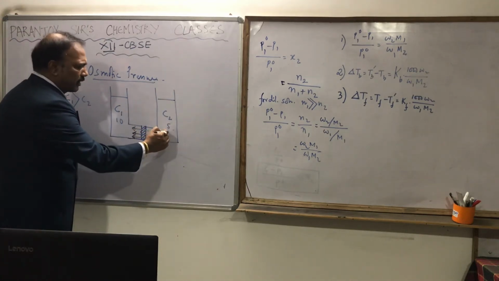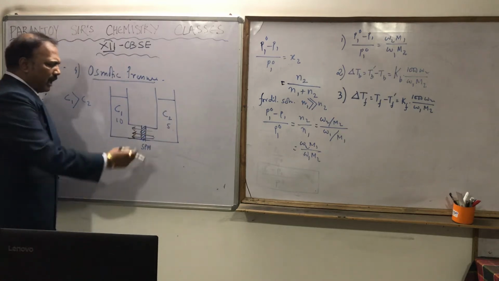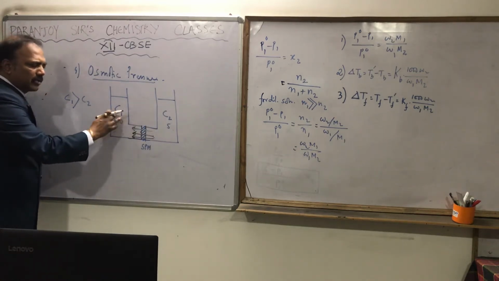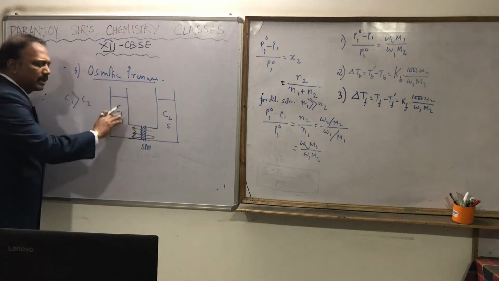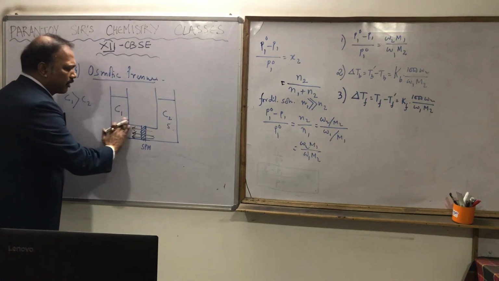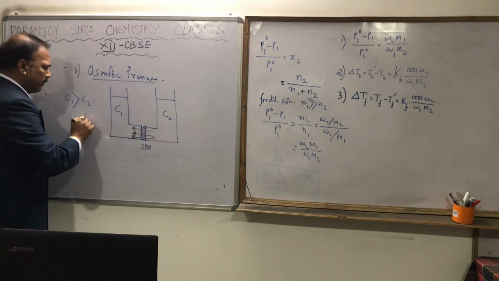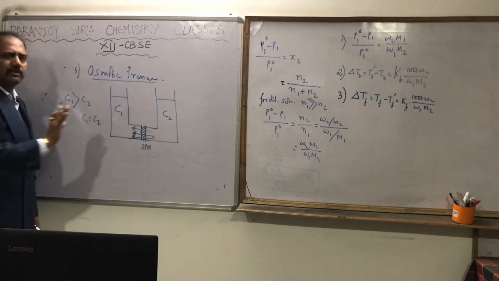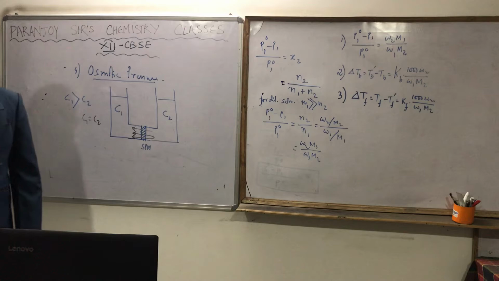So from 5 it will become 6, from 6 it will become 7. And if the water comes over here, its concentration will decrease. From 10 it will become 9, from 9 it will become 8. One time will come when their concentration will be the same. That means C1 will be equal to C2. At that particular time, this will stop.